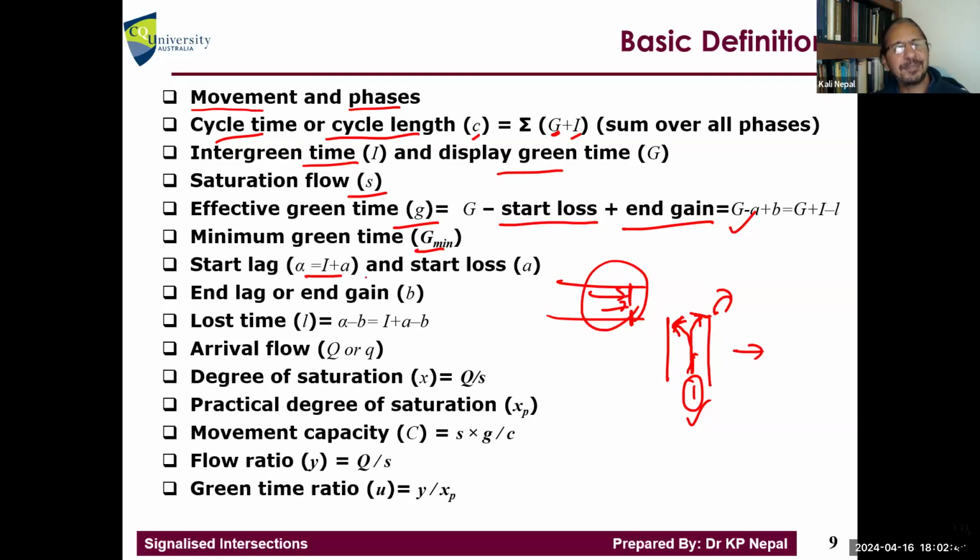Start lag, start loss, in lag, in gain, loss times. Arrival means incoming traffic. Degree of saturation means incoming traffic divided by the saturation flow. Practical degree of saturation is about 80%. Movement capacity uses that formula, flow ratio and green time ratio. Okay, of course, it's very hard to clarify these things unless we do the problem.